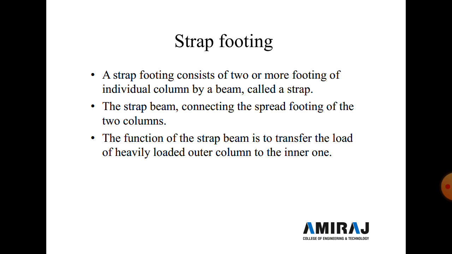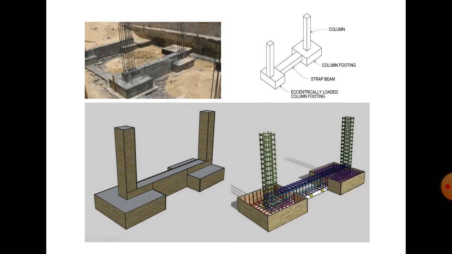A strap footing consists of two or more footings for individual columns connected by a beam called a strap. The strap beam connecting the spread footings of the two columns does not remain in contact with the soil and thus does not transfer any pressure to the soil. The function of the strap beam is to transfer the load of the heavily loaded outer column to the inner one, and in doing so the strap beam is subjected to bending moment and shear force, and it should be designed to withstand this.